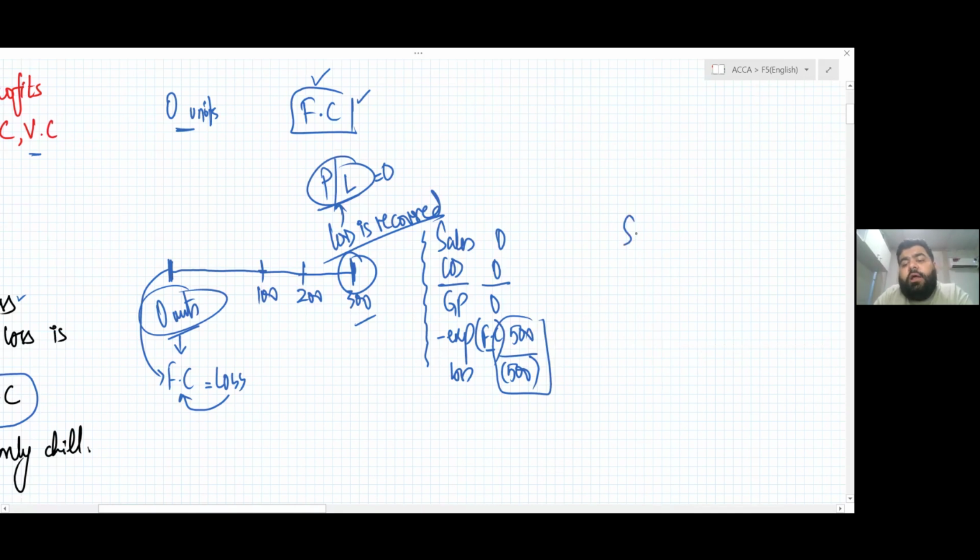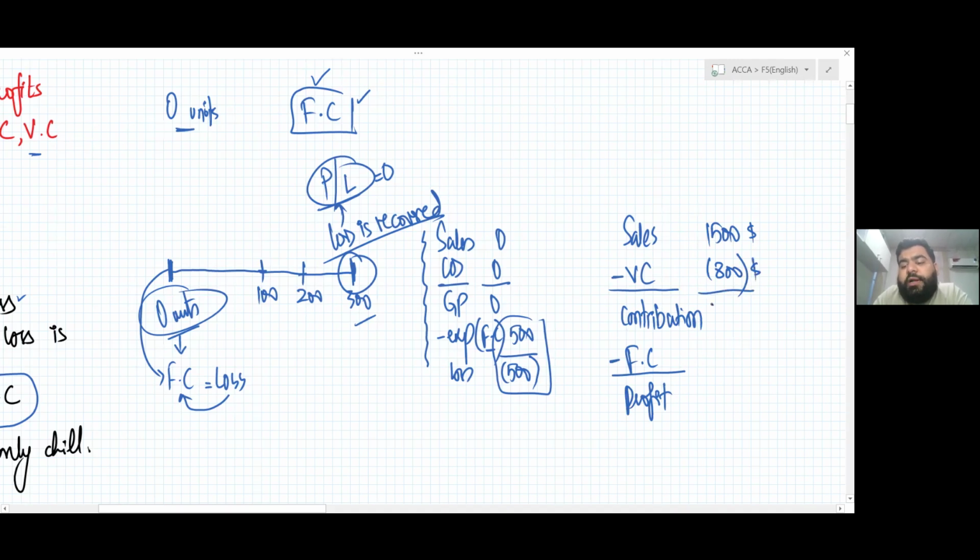You know from basic knowledge that sales minus variable cost gives you contribution. If we deduct all variable cost from the sales, you get contribution, right? And out of this contribution, you deduct the fixed cost if you want to calculate the net profit of the business. Assuming the sales are 1500 and the variable cost is 800, deducting the variable cost from the sales gives a contribution of 700.